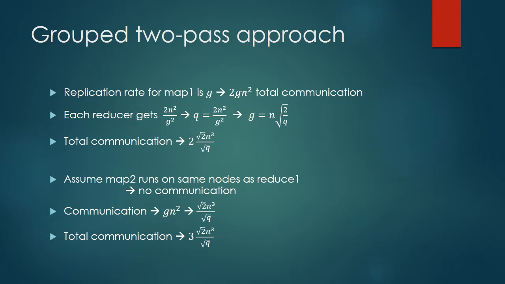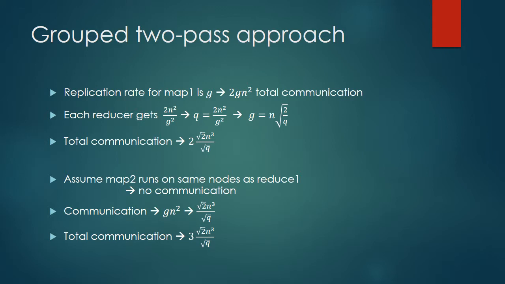What is the replication rate for map 1, the first map? It is g, right? Each key has to be now sent to the g different groups. So there's a total of 2g n square total communication. There are two matrices of n square each, and each key is replicated g times. Correct? Each reducer gets 2n square over g square entries, right? Those are the values that you get, which is basically your q.